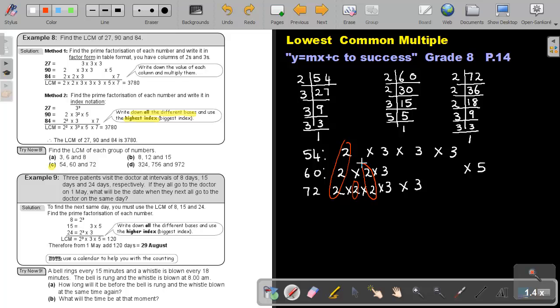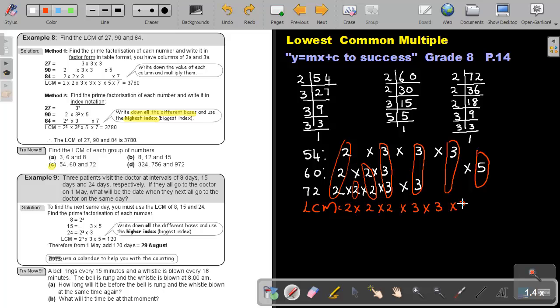There's a column of 2 2s. There's a column of 3. There's half a column of 3. There's another column of 3 and a column of 5. So I will say the lowest common multiple will be, let's just write it down. It will be 2 times 2 times 2 times 3 times 3 times 3 times 5. And if I multiply it out, I will get 1080. Okay. Let's try the other method, if I write 54 in index notation.